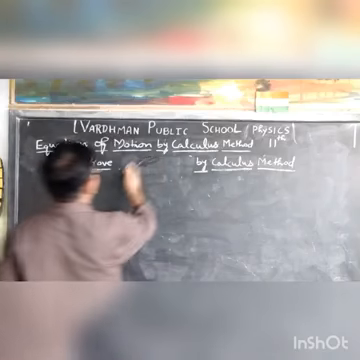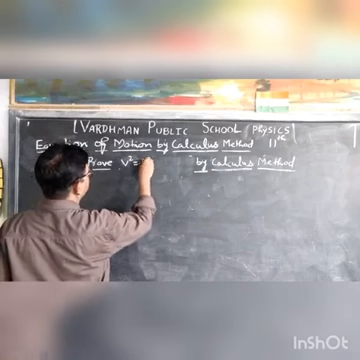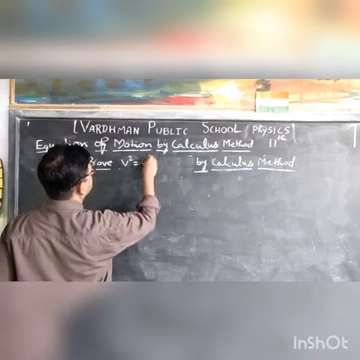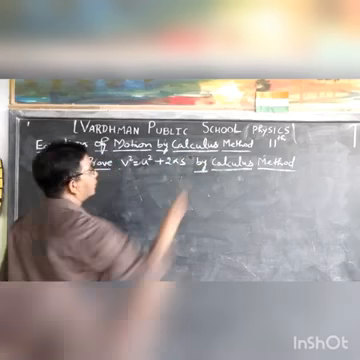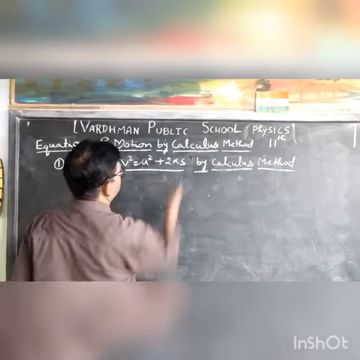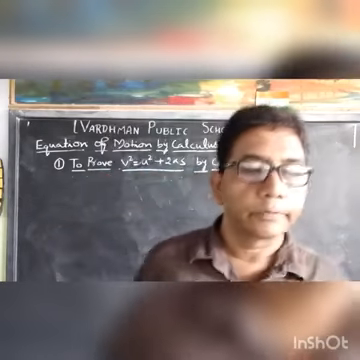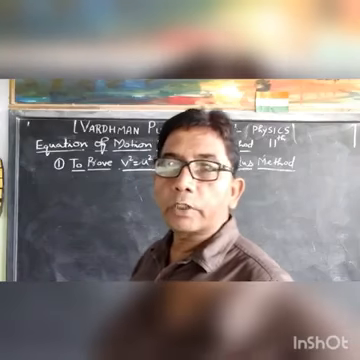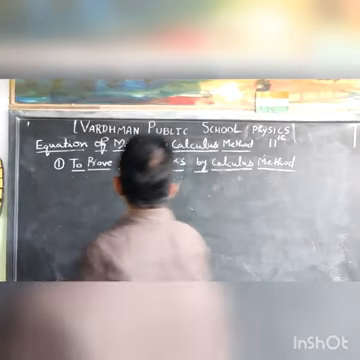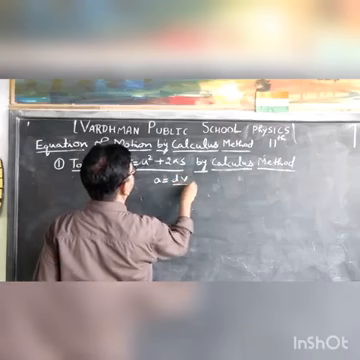Now to prove v square is equal to u square plus 2as by calculus method. By the definition of velocity and acceleration, we know that acceleration a is equal to dv upon dt.